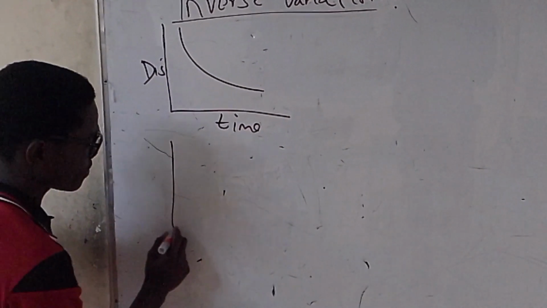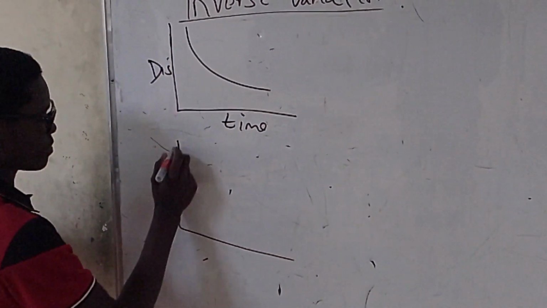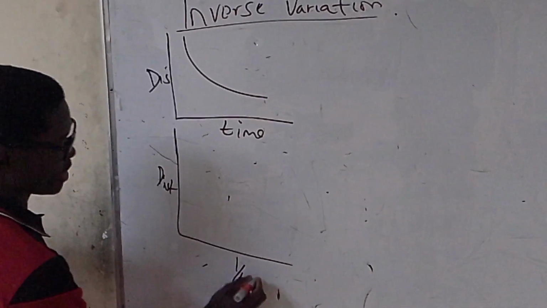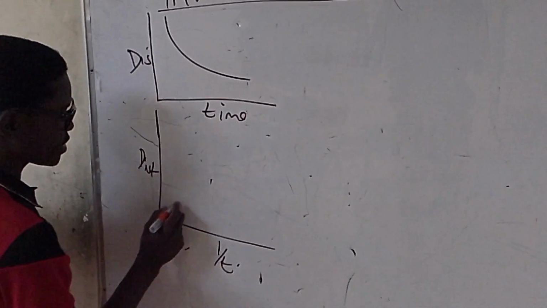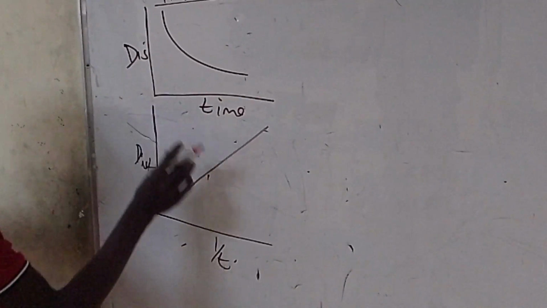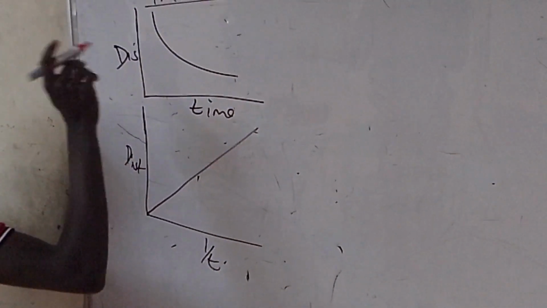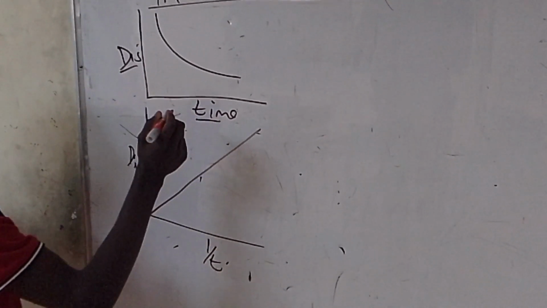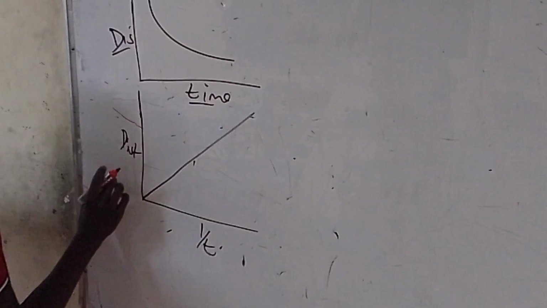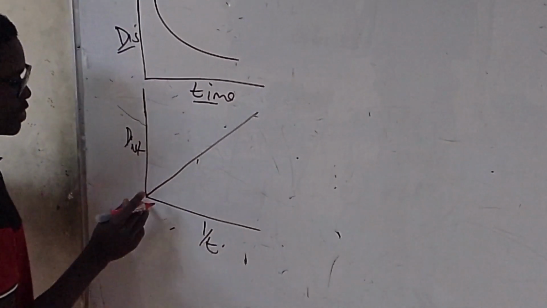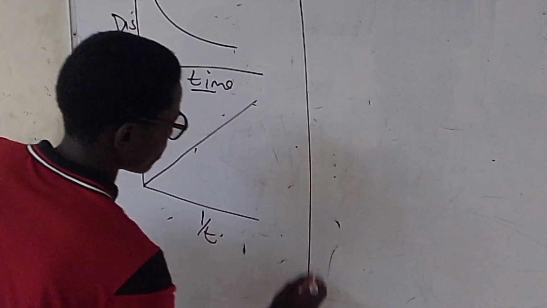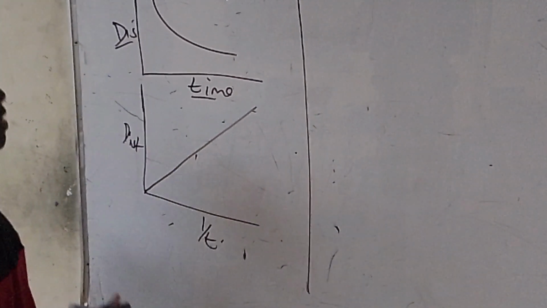Then the other graph is a graph of distance against the inverse of time. That one is a straight line from the origin. That's the second graph. So there are two graphs that represent inverse variation. The first graph is distance against time. Then the second graph is distance against the inverse of time. Distance against the inverse of time is a straight line from the origin. Those are the two types of graph under inverse variation.